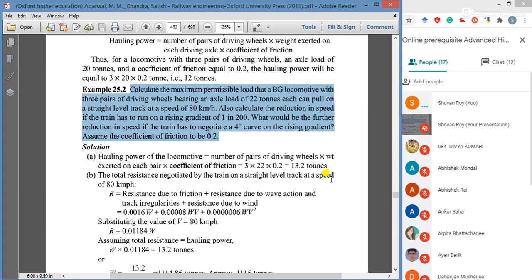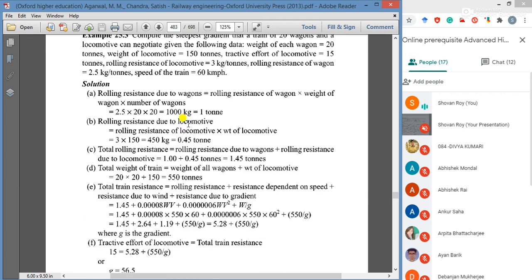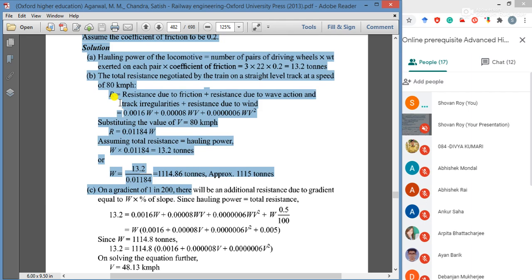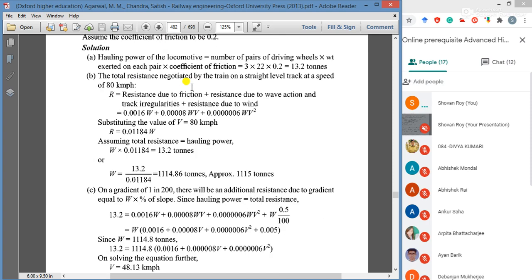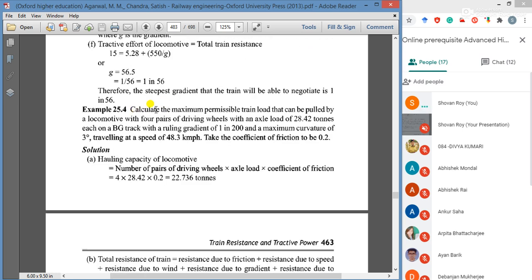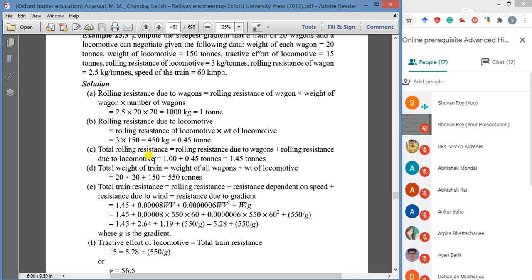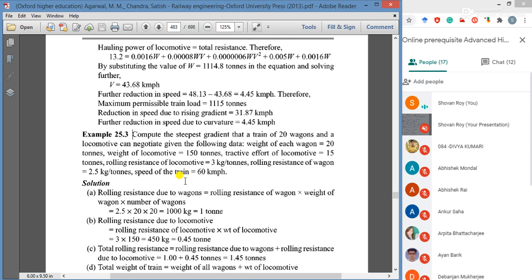So as an assignment, you should solve problems 25.2, 25.3 and 25.4. Already I have dictated these numericals. These three problems you should solve by yourself, and you should send them to me by mail. These are important, and if you solve them then you can understand properly.